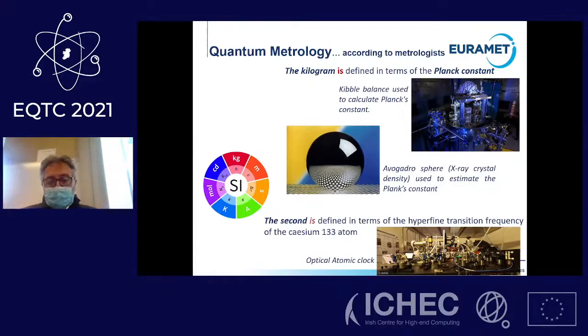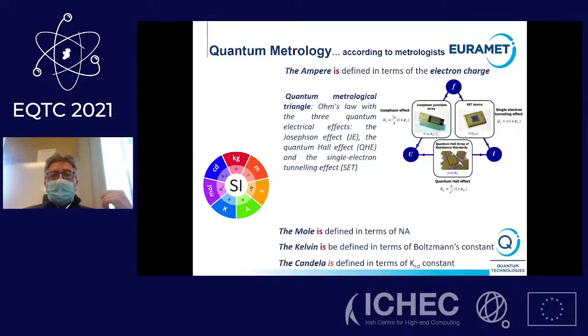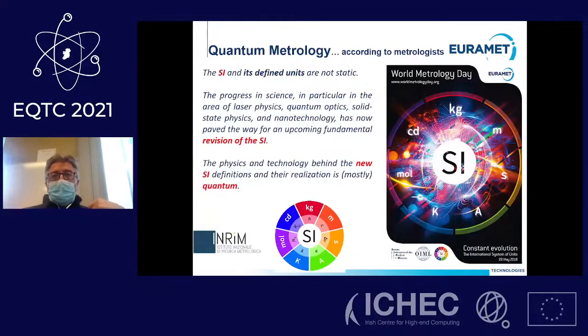And then the other quantities are also related to fundamental constants, such as, for example, the second and the ampere, that is defined through other quantum phenomena, such as the Josephson effect, the quantum Hall effect and single electron tunneling. Essentially, this is Ohm's law, completely quantum based, and the same happens for the other units in the international system of units. So for the metrologists, quantum metrology is this new system of units, whose definitions of the units are through constants and through phenomena that are, in most cases, quantum phenomena.